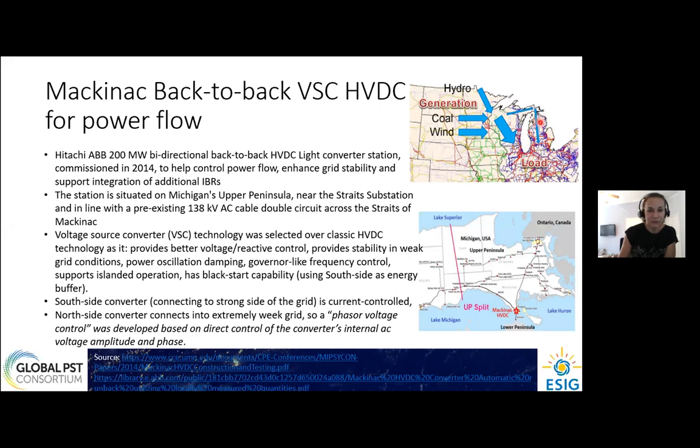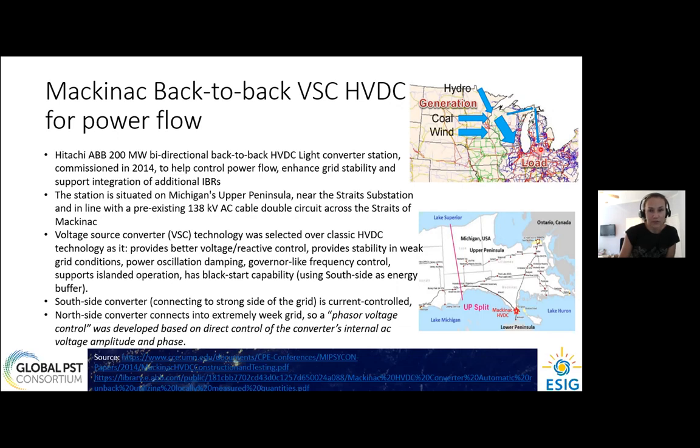For the converter, HVDC light technology was selected because it provides better voltage and reactive control and stability for weak grid conditions, can provide power oscillation damping and governor-like frequency control, supports island operation, and has black start capability. Keep in mind, all of that is using the south side as an energy buffer. So it needs to pull energy from the south side to provide all the services to the upper part of the grid, say in an islanded operation, for black start, or during governor-like response.